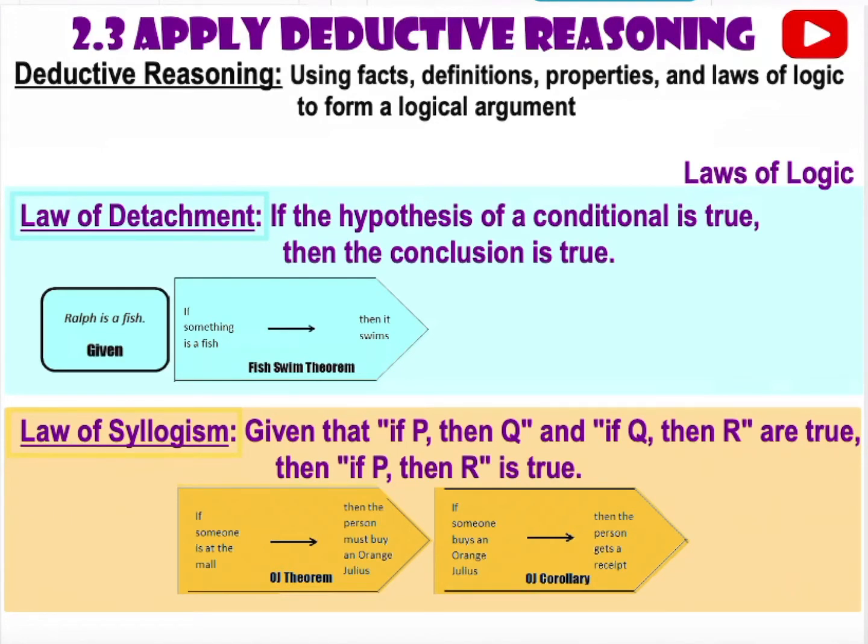In the first lesson, we learned about a type of reasoning called inductive reasoning, where you use patterns and take an educated guess based on what you've seen. Deductive reasoning is a different type of reasoning where we use facts, definitions, properties, and laws of logic to form a logical argument. So this is going to be the one that we're focusing on most in geometry, and maybe you can tell that we're going to use those if-then statements a lot.